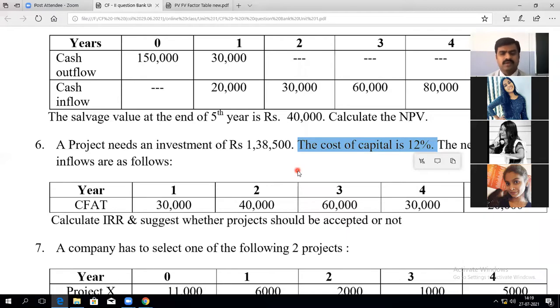So what did you write? The IRR is lesser than the cost of capital, 9.94% less than 12%, close the bracket, full stop. Hence, or therefore, the project should not be accepted, or you can write the project should be rejected. Whatever you want, you can write in your own style of writing. Got it? All of you wrote the conclusion?